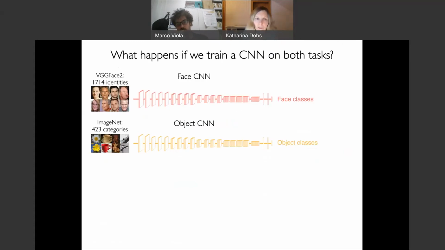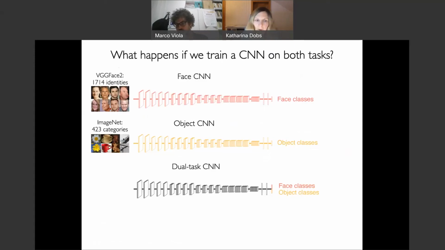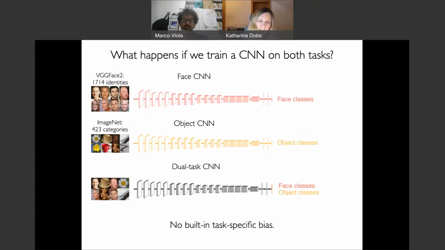Okay, but then we wanted to know what happens if we train a CNN on both tasks. So we took the same architecture, but now we trained the system on faces and objects. We call it a dual task CNN. We just concatenate the face and the object classes into one large classification layer and train it on mixed batches of faces and objects. And so we optimize it on both tasks, but importantly, there's no built-in task-specific bias. We know that these classes are faces and these classes are objects, but the network has no idea about that, right? It treats them all as one big task. It doesn't know anything about faces or objects.